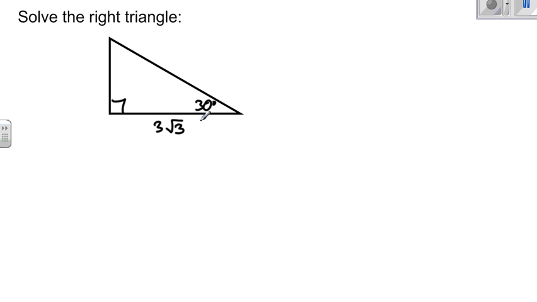So in this case, we have the angle and 3 square root of 3, which is adjacent. So we're going to need to take one of the ratios that uses adjacent, like either cosine or tangent, to find the other two sides. Also, you should know that the three angles add to be 180, so if this is 90 and 30, that means this one has to be 60, because it has to add to be 180 degrees.